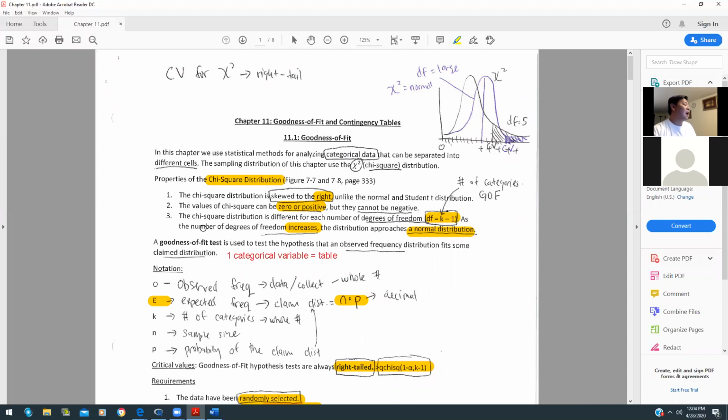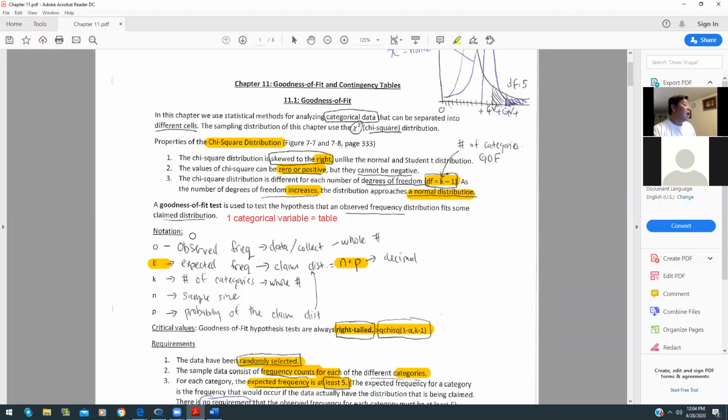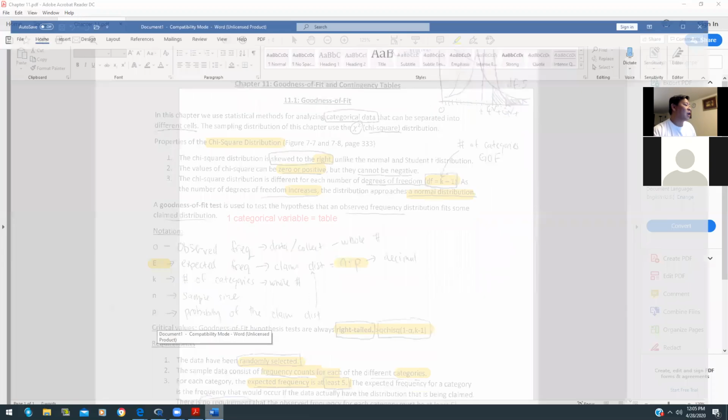For this case, how do we know this is a goodness of fit? Chapter 11 is a categorical variable, and you only have one in this case, okay? So these are the notations that you have for goodness of fit test here. The O is the observed frequency. Observed frequency is usually given in the data or you collect it. So let's say example here is if you collect data from your project.